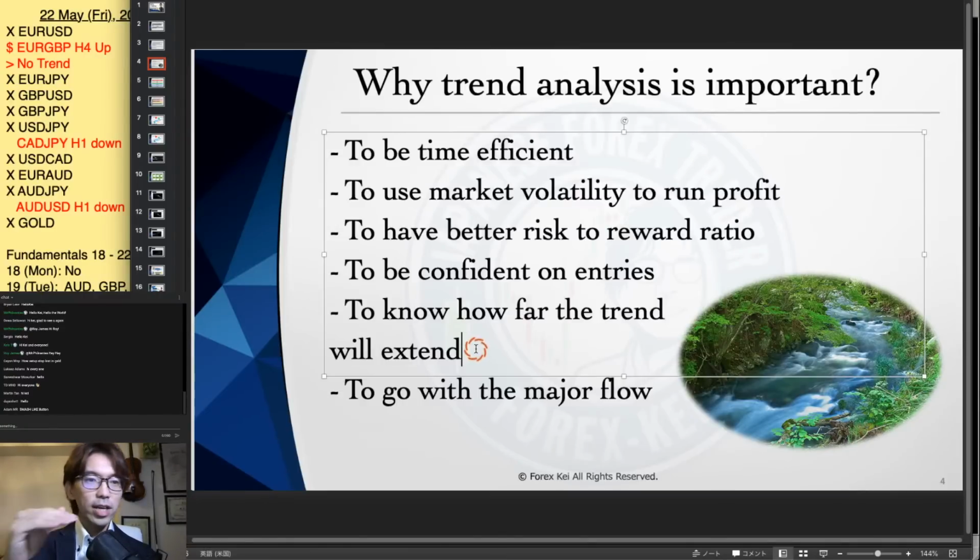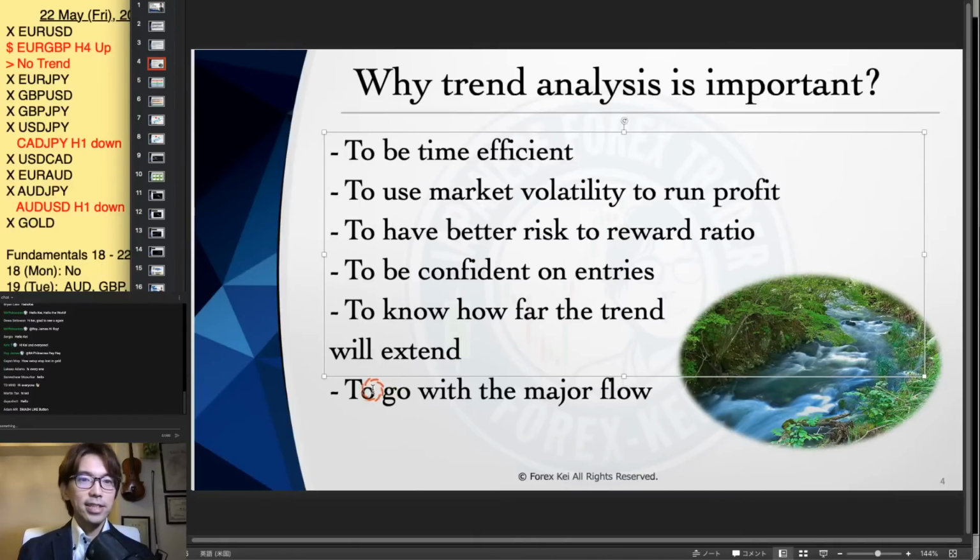Because that's where really the greed comes, right? We want to extend the profit as much as possible, but it's not really ideal, and it's not really realistic to actually capture all the pips all the way from the bottom to the very top, right? It's almost impossible. But if you can at least know how far the trend will extend and when exactly it stops, right, in that case you can start to look for the exit timing or take profit timings. So, to capture that, the trend analysis is also important.